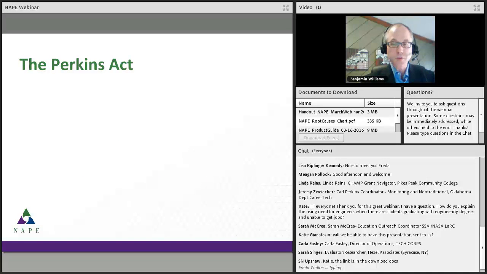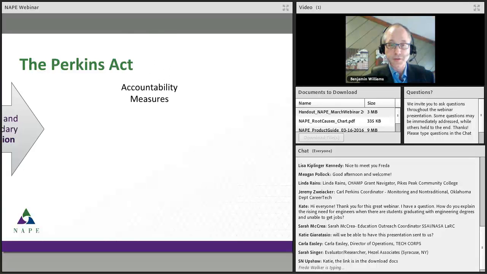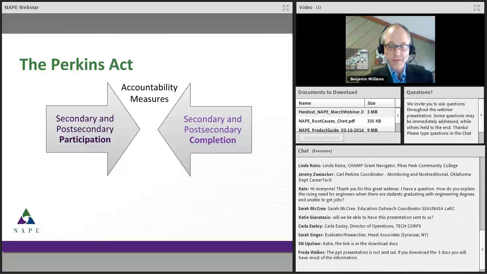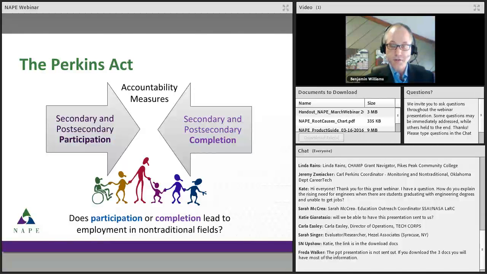So in Perkins, we're required to be mindful of the participation and completion of students in programs that lead to non-traditional occupations. And in fact, state agencies and those who receive Perkins funds at the local level have to set and meet certain targets around non-traditional participation and non-traditional completion. So that's often our starting point, but that's not our ending point, because the data that we typically get to do that work is aggregated. It's everything combined. So what we need to do is go more granular.